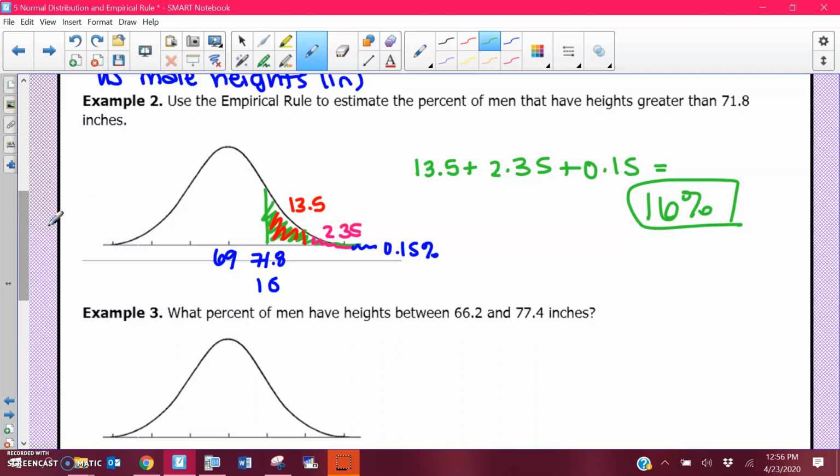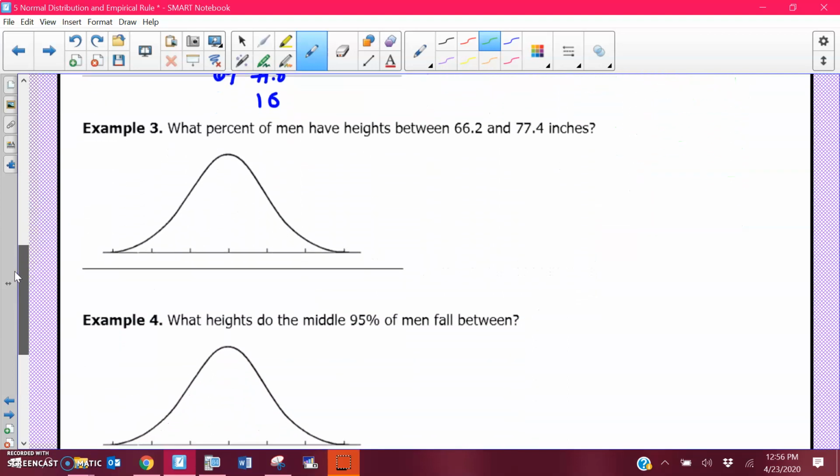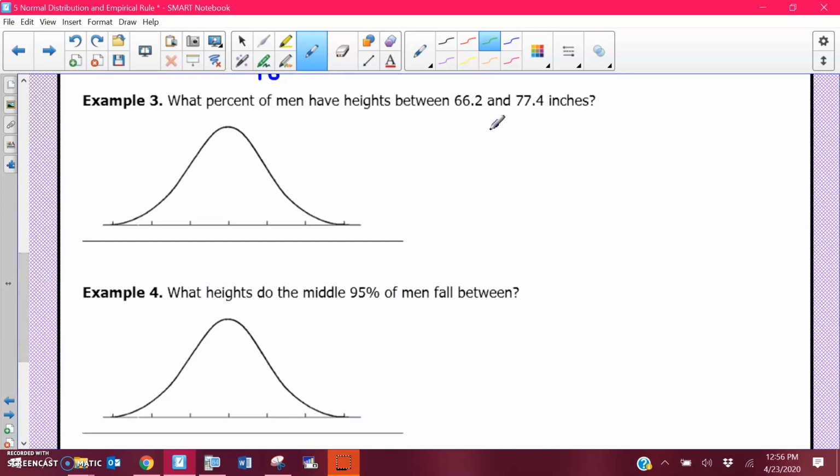Okay, so that's kind of the idea. It says what percent of men have heights between 66.2 and 77.4. So again, we're dealing with the same distribution. And I know that the 66.2 is 1 standard deviation away, and that 77.4, the way far away one, is 3 standard deviations away. So again, I just have to know those numbers that go in between. We want between this and this.